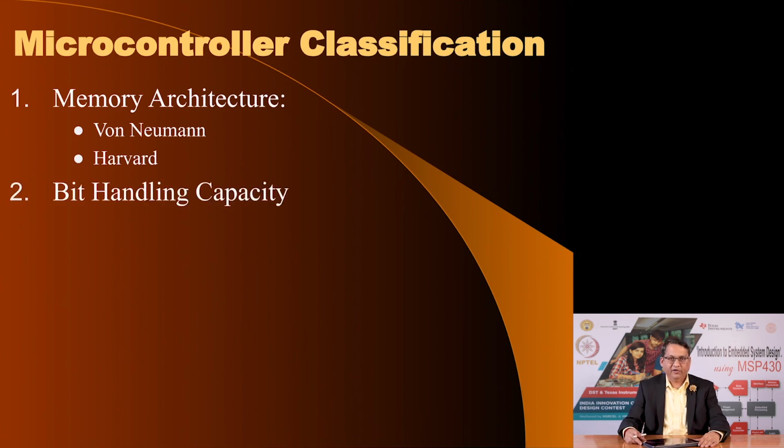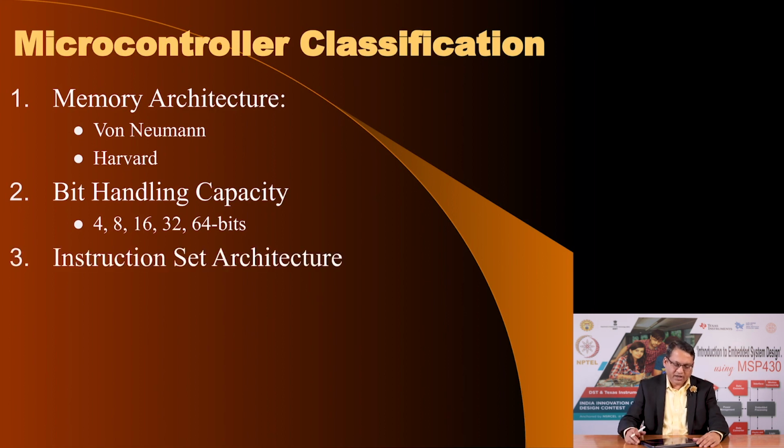Then at a different level of classification, it is bit handling capacity, that is, how many data bits can it handle simultaneously. And what options we have? We have 4-bit data, 8-bit data. This is the size of the data bus. And if we are looking at our microcontroller is of the Harvard architecture, then it refers to the data bus size of the data memory, not necessarily the program memory. And so we are talking of 4-bit data bus, 8-bit data bus, 16, and so on and so forth. And then we have what is called as the instruction set architecture.